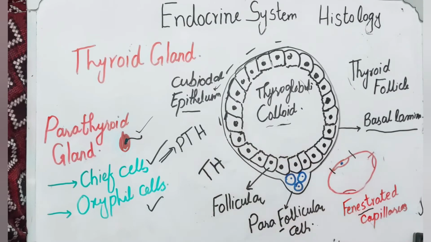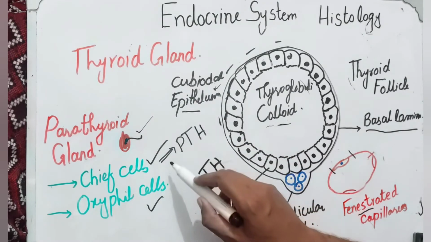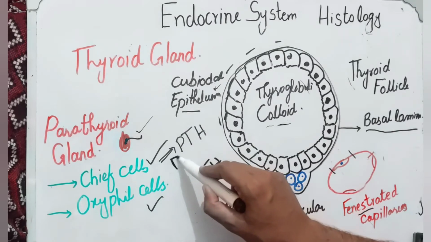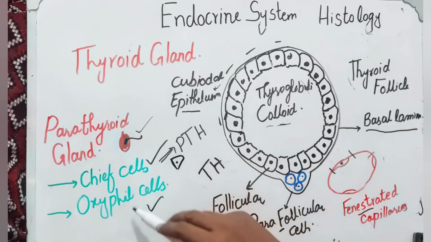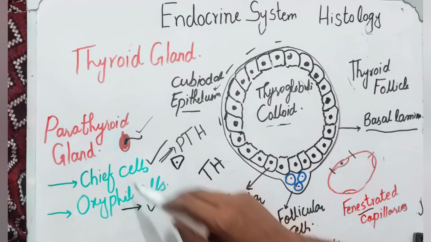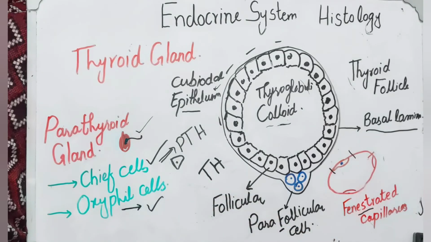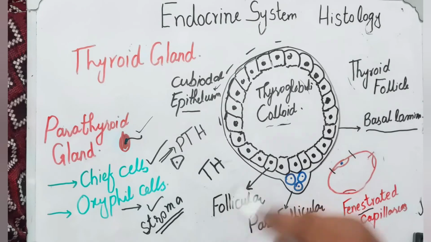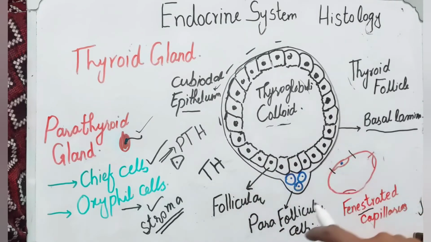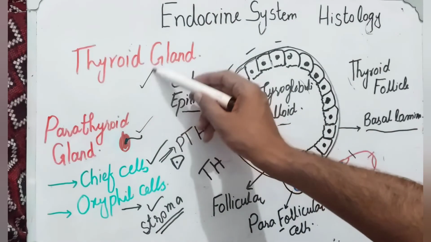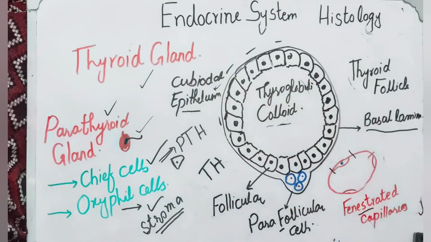And the oxyphil cell is also important, but its function is unknown. Both are polygonal cells, but the oxyphil cells are larger than the chief cells, and their mechanism of action is unknown. The stroma consists of loose connective tissue and other things. That is the histology of the thyroid gland and the histology of the parathyroid gland.